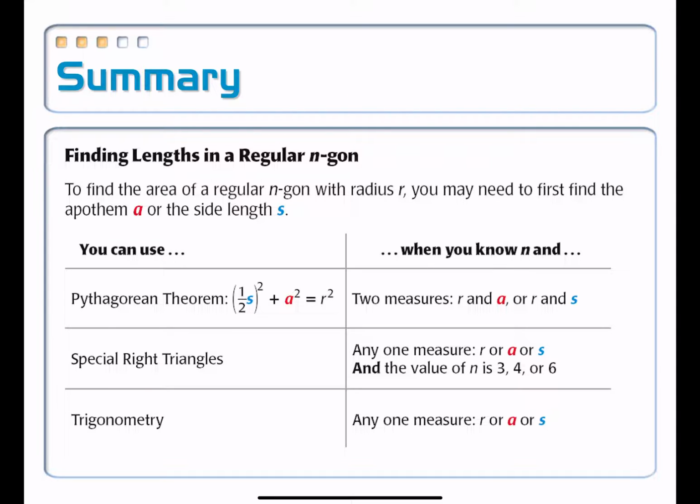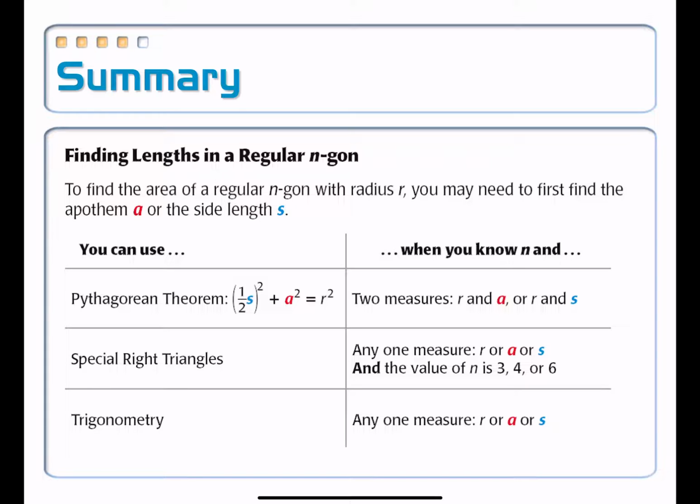In summary, we want to find lengths in a regular n-gon. Our goal, of course, is to find the area. The area formula is 1/2 the apothem times the perimeter. In that case, you need the apothem length, or you need a side length so that you can compute the perimeter, multiply times the apothem, but you may not be given each one of those pieces.